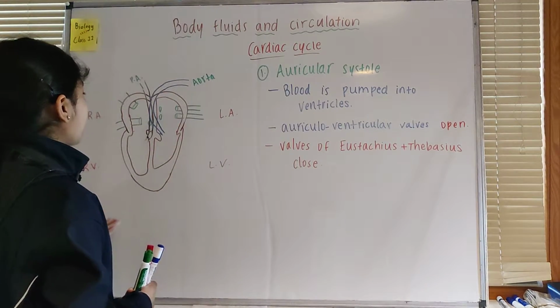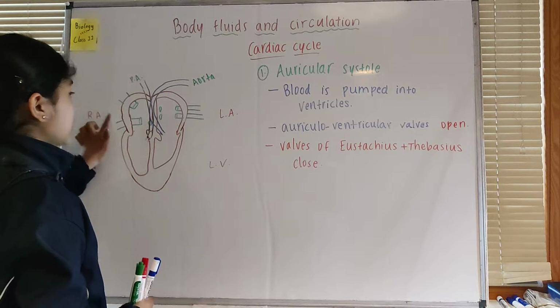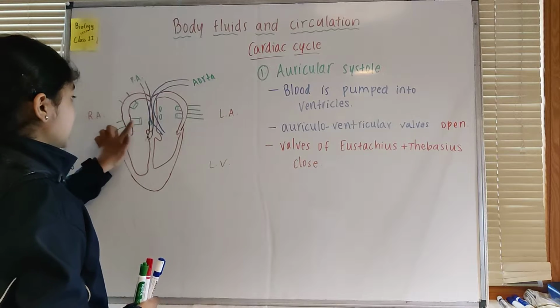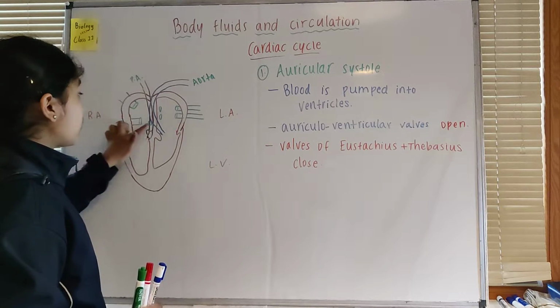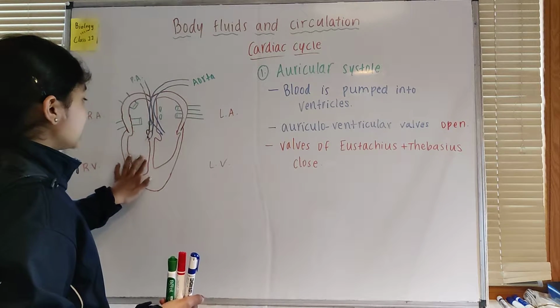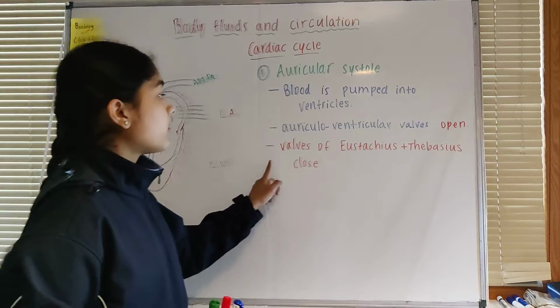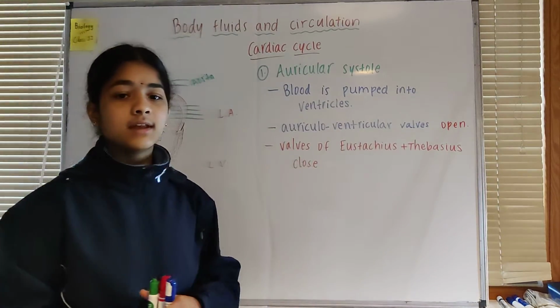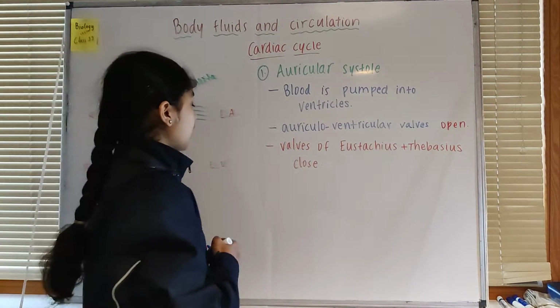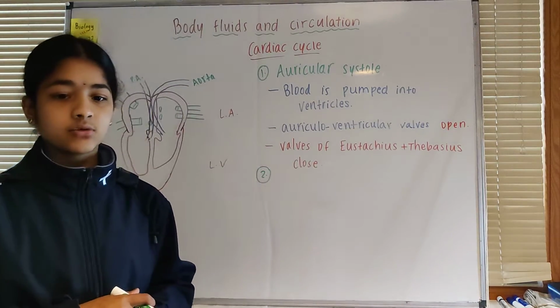If they were open, the blood which is getting pumped into the ventricles would flow into the inferior vena cava and the coronary sinus. But we don't want that. We want the blood to get pumped inside the ventricles and not into the side blood vessels. That's why the valves of eustachius and thebesius get closed. Now let's talk about the second step. So this is auricular systole.